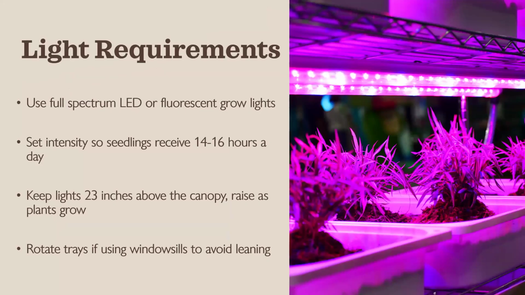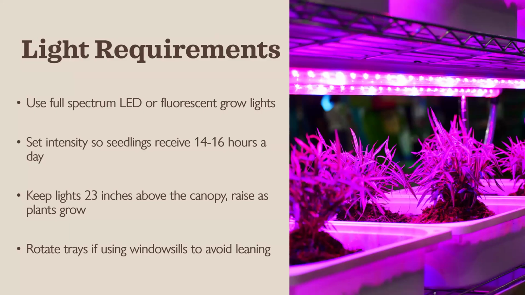Oh, it says 23 inches. There's meant to be a dash between those, pardon me. 2 to 3 inches above the canopy, and then raise that light up as the plant grows taller and taller. The closer the grow light is to the plant, the less the plant's going to struggle to reach the light, and so it won't stretch as much, and that's how you avoid that legginess to a seedling.